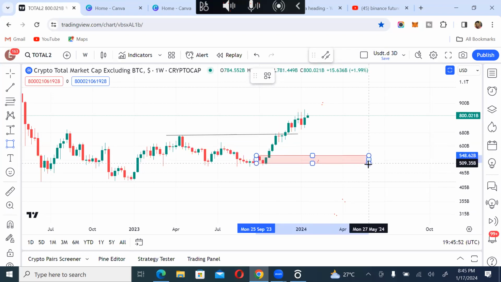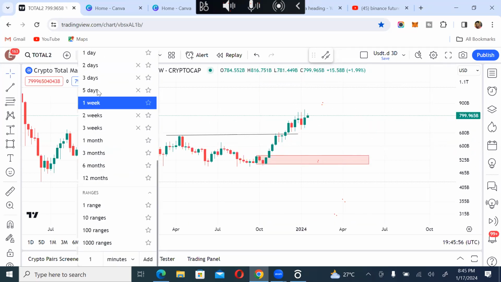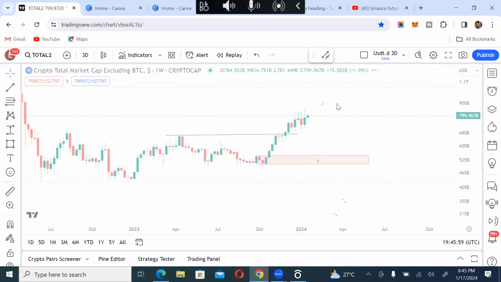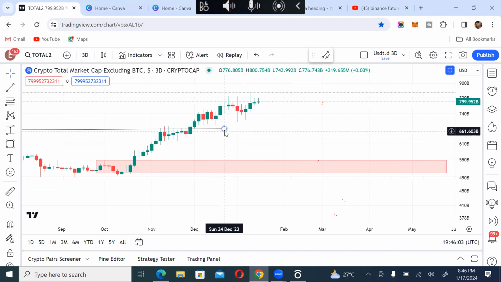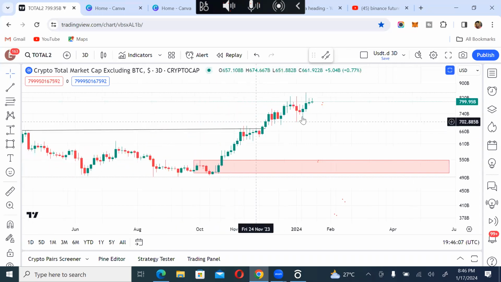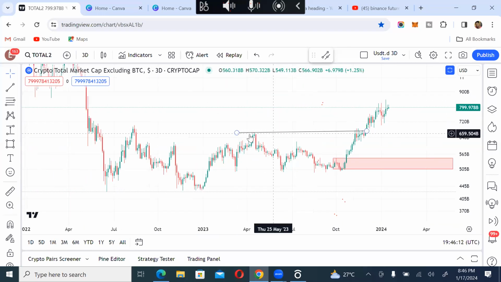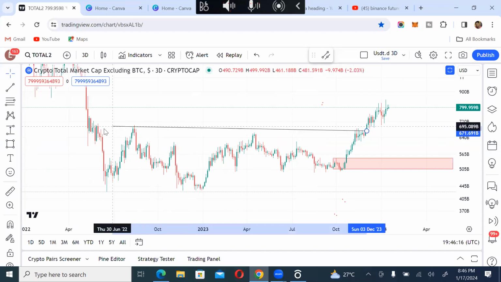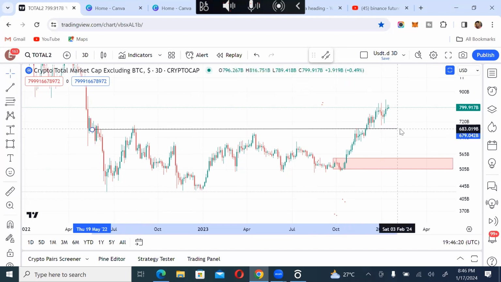But I don't think price will come all the way down. It's possible though, but I don't think it's going to happen that way. Because if this happens, it means that altcoins are going to fall drastically. They're going to fall very, very much. But let's see if this point can act as a breaker block.